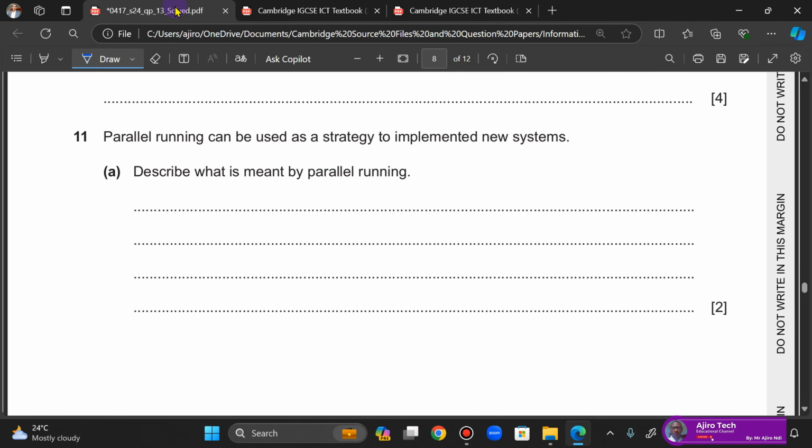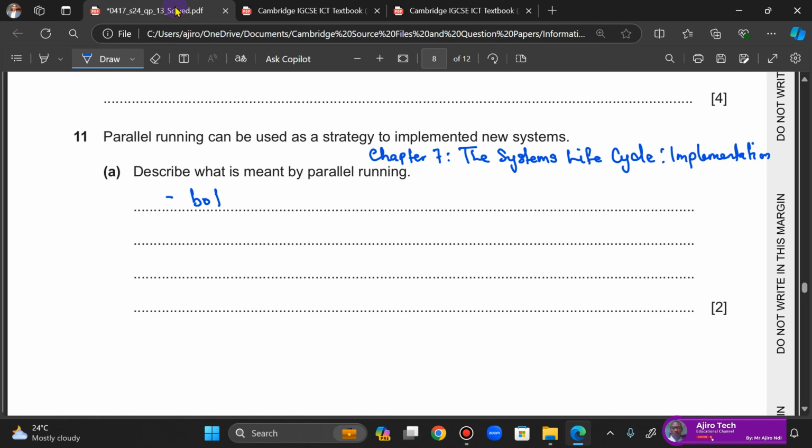All right, let's look at question 11. Parallel running can be used as a strategy to implement a new system. Describe what is meant by parallel running. We're going to see this in chapter 7, the systems life cycle. Under the system life cycle, we're looking at implementation. This is where both systems are running together until the new system works properly and the old one is being removed.